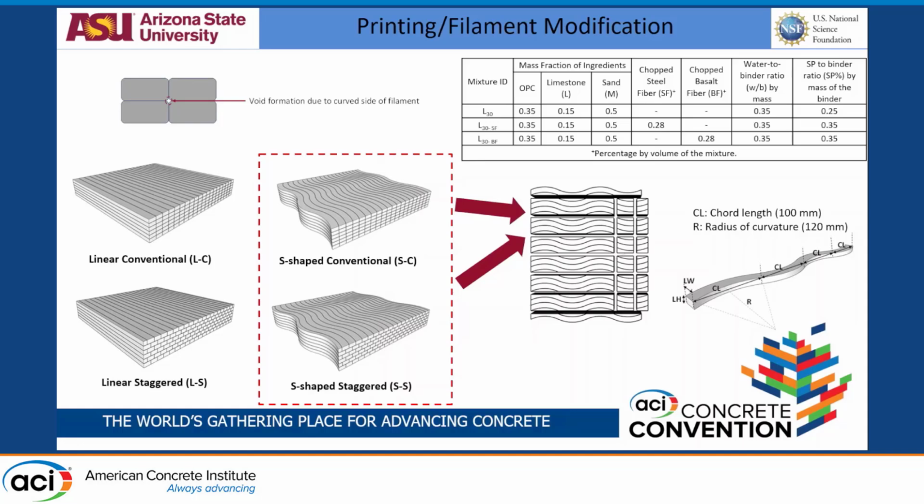So for this comparison, we use 3 different mixes. The base mix is an L30 with a cement to sand ratio of 0.5. In cement, it's 70% cement, 30% limestone, and a water binder ratio of around 0.35. For the same base binder, we added 0.328% of steel fiber by volume and 0.28% by volume of basalt fibers in these mixes.